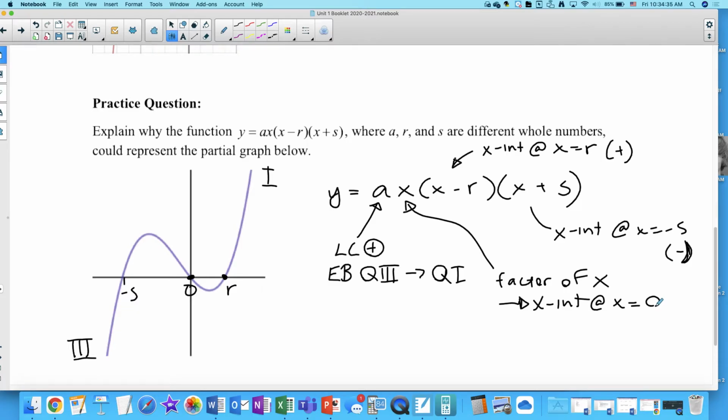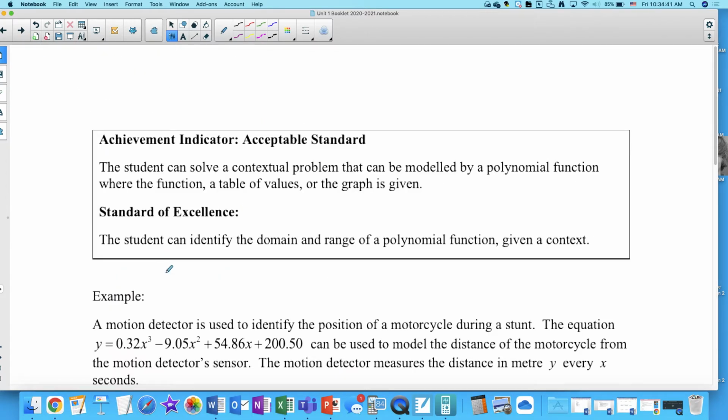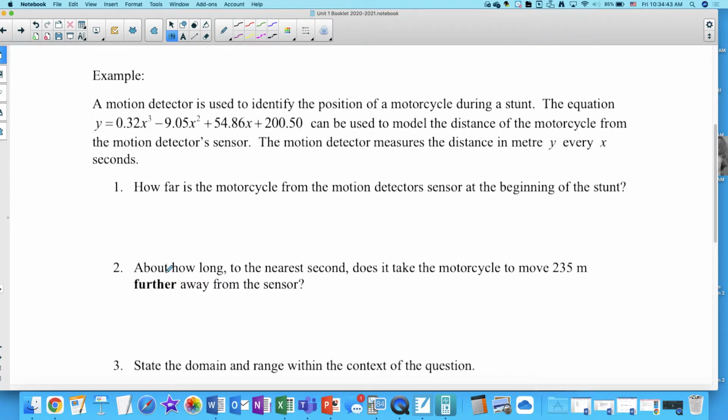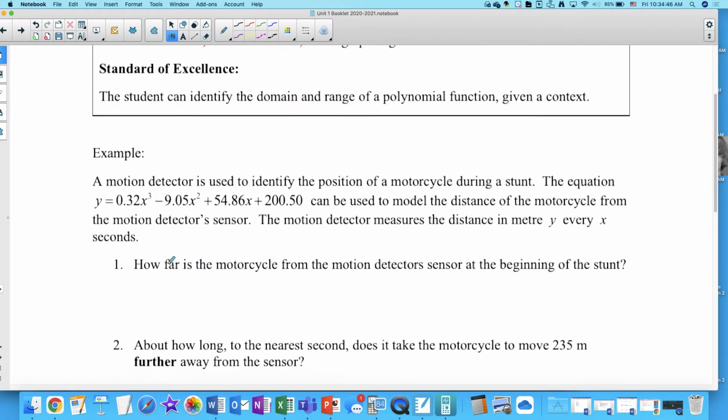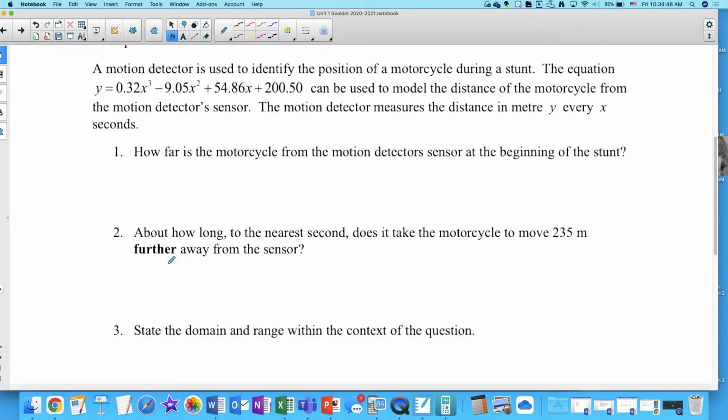So let's talk about a context question. A motion detector is used to identify the position of a motorcycle during a stunt. The equation y equals 0.32x cubed minus 9.05x squared plus 54.86x plus 200.50 can be used to model the distance of the motorcycle from the motion detector sensor. The motion detector measures the distance in meters y every x seconds.